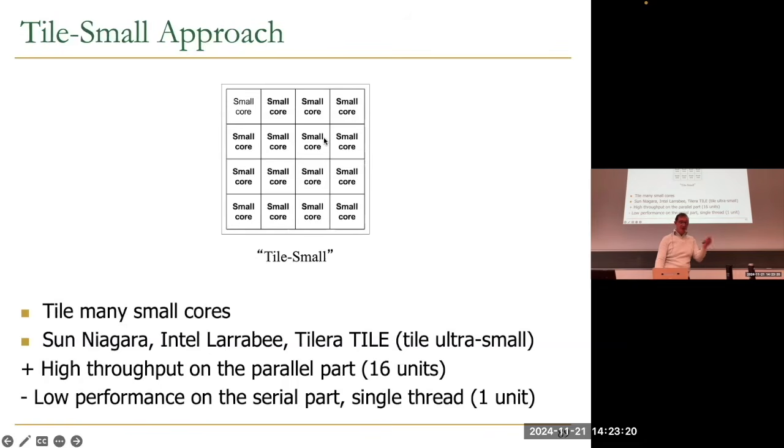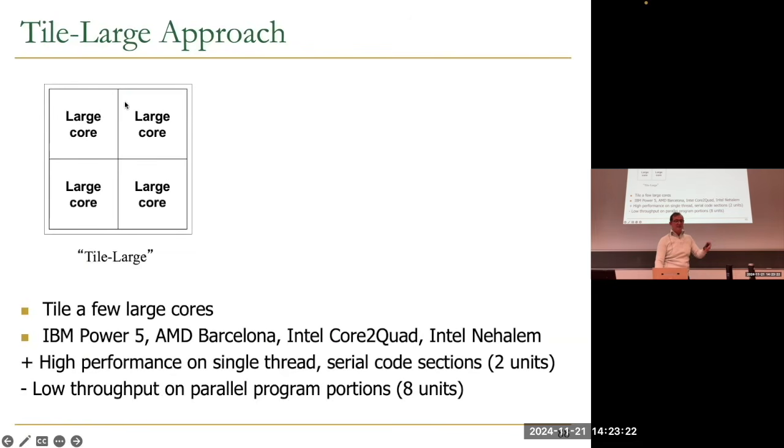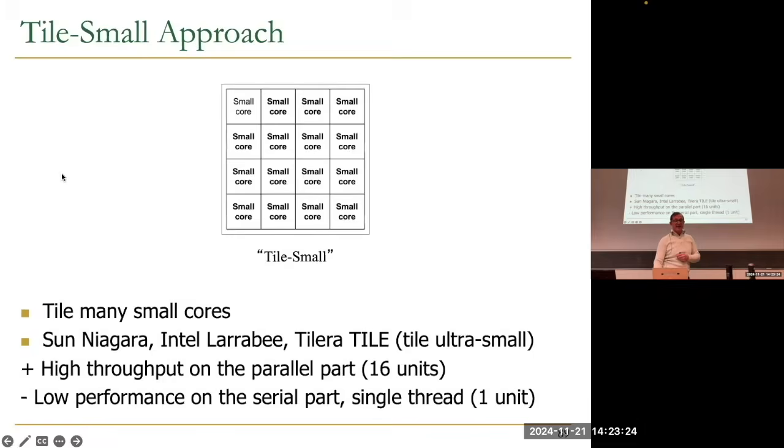Tile small approach, you tile many small cores. In this case, because of the area constraints, this is area 4 by 4, which is 16 base core area, and this is 16 small cores now. Some folks also had this idea. Tile small, we discussed that it was actually ultra small cores.